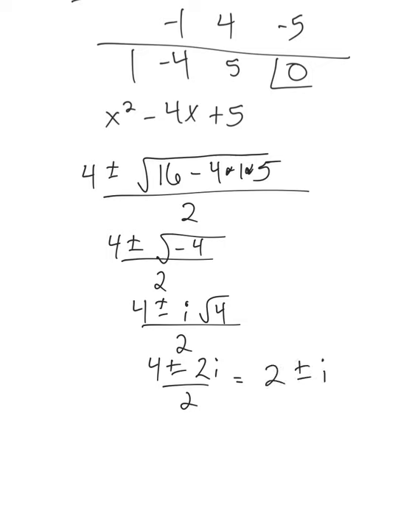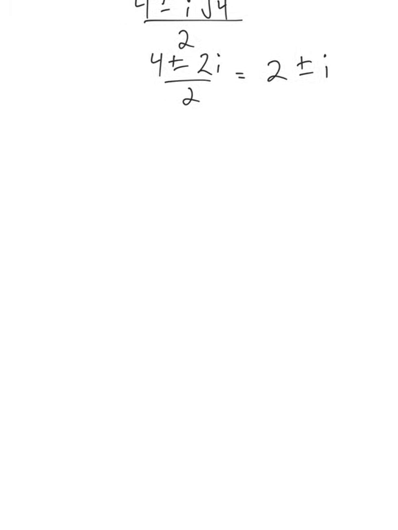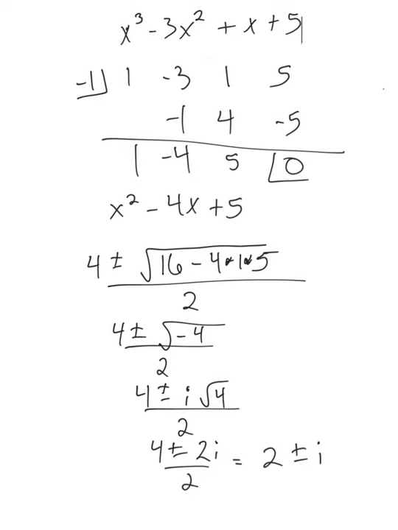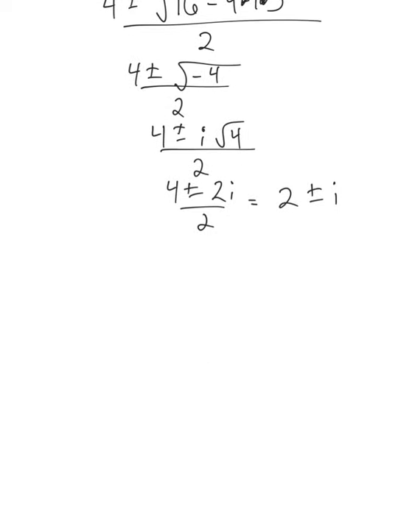Now let's say we want to write our factors, if we had to write it as a product of all of our factors. Well, our first factor is -1, so that is x plus 1. The second one is then x minus 2 plus i, right? And then the third one would be x minus 2 minus i.